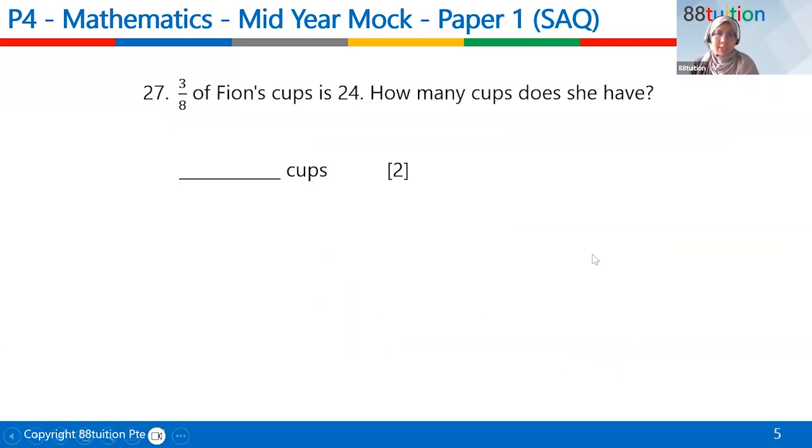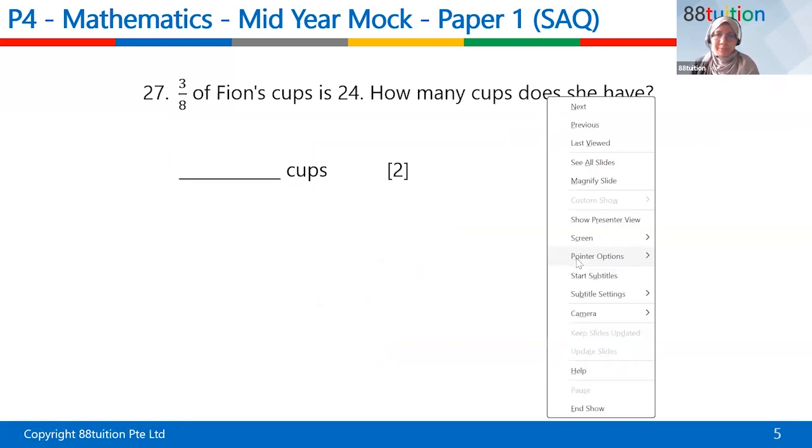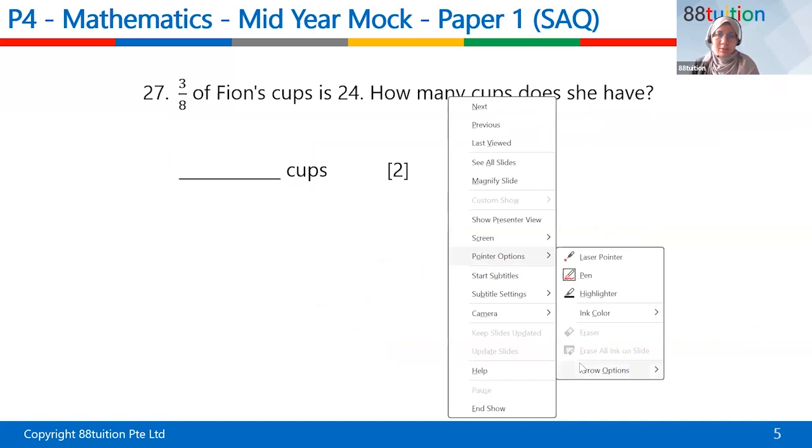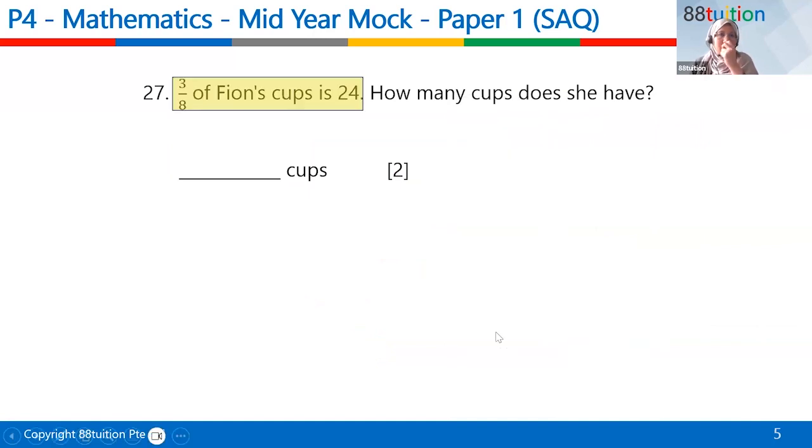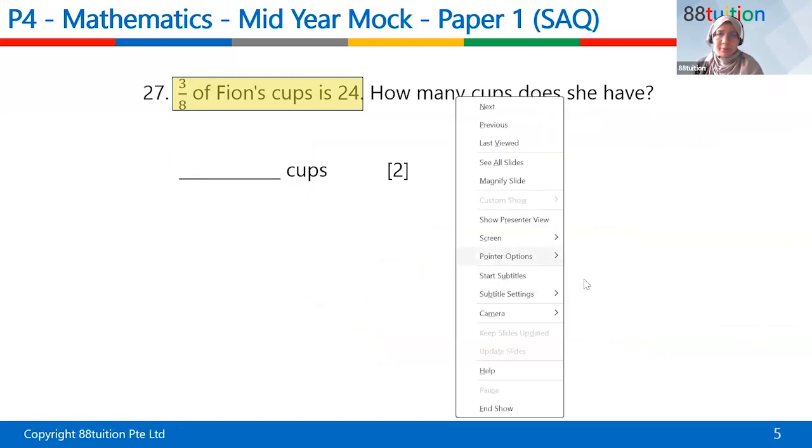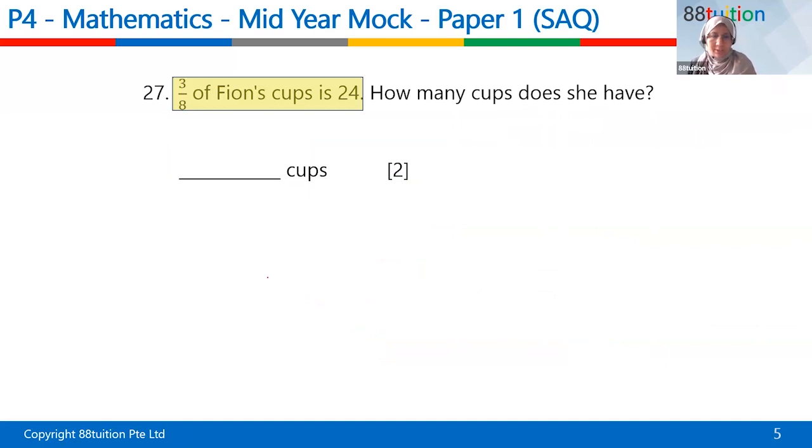Okay, let's move on to the next one. This one. 3/8 of Fion's cups is 24. How many cups does she have? So what would be my first thing to do? We know that 3 over 8 is equal to 24. We are looking at the numerator, which is 3. So 3 units is?